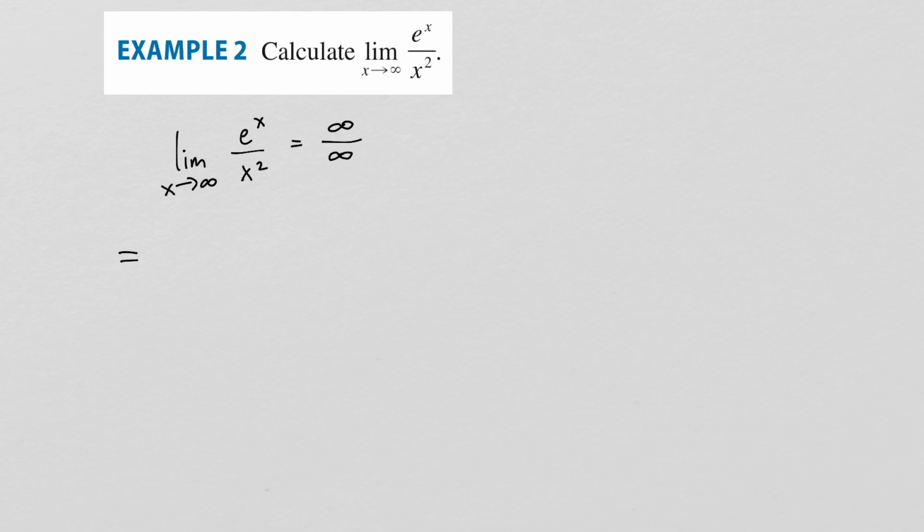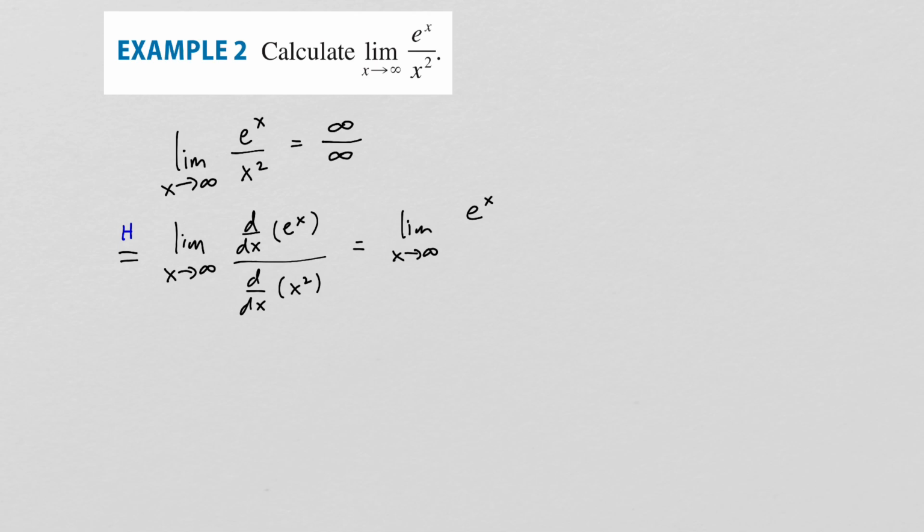So this is a limit of the form infinity divided by infinity. Therefore, using L'Hopital's rule, we can take the limit as x goes to infinity of the derivative of e to the x divided by the derivative of x squared. And if we compute these derivatives, we get the limit as x goes to infinity. Derivative of e to the x is e to the x, and the derivative of x squared is 2x. And as x gets large, this is still equal to infinity over infinity.